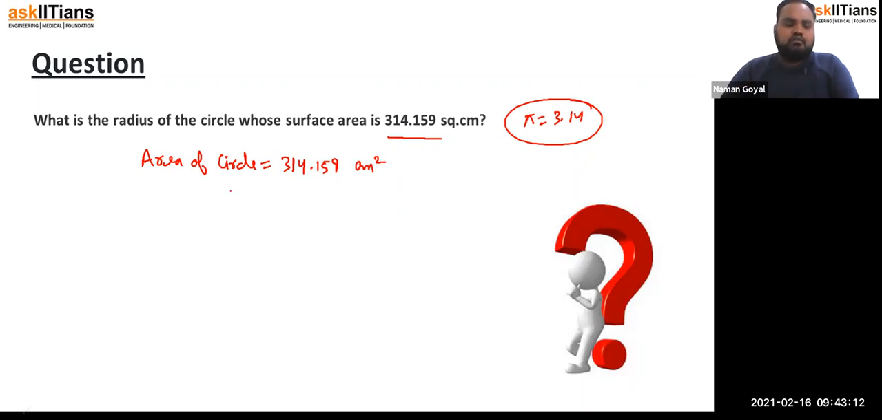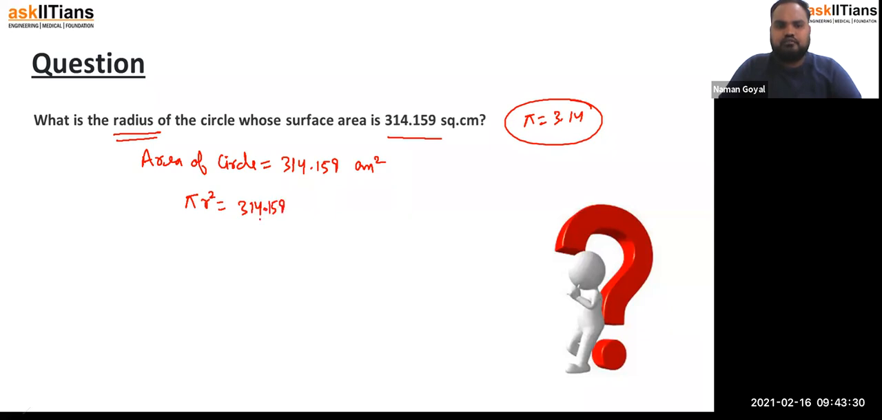Now in this question, the area of the circle is given, and the question is asking for the radius. We know that the area of any circle is nothing but pi r square. So what is the value of pi r square?